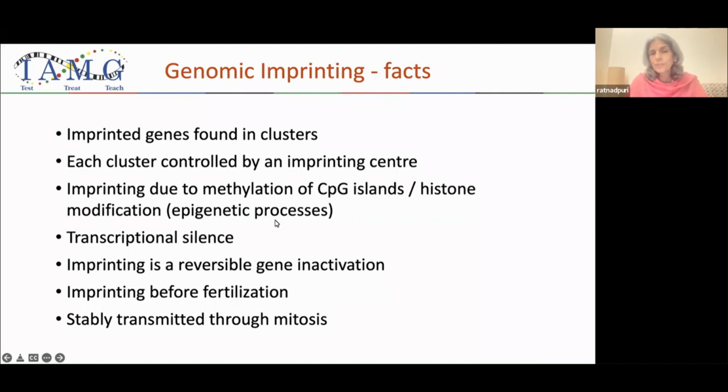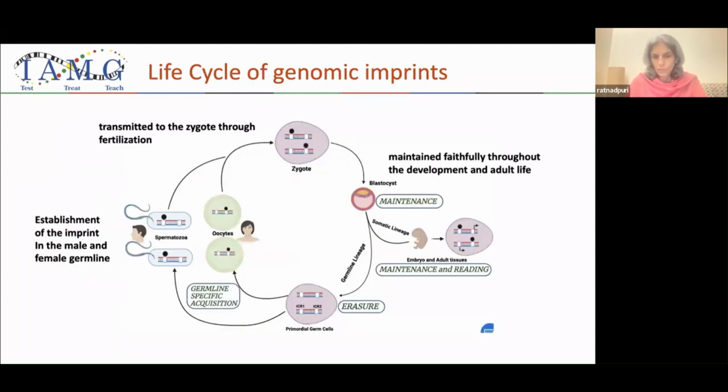These are referred to as epigenetic processes because they do not change the basic structure of the gene. As a result of imprinting, there is transcriptional silence, and the gene does not do its function. Imprinting is a reversible gene inactivation. It occurs before fertilization, and once imprinting has occurred within that individual, it is stably transmitted through mitosis.